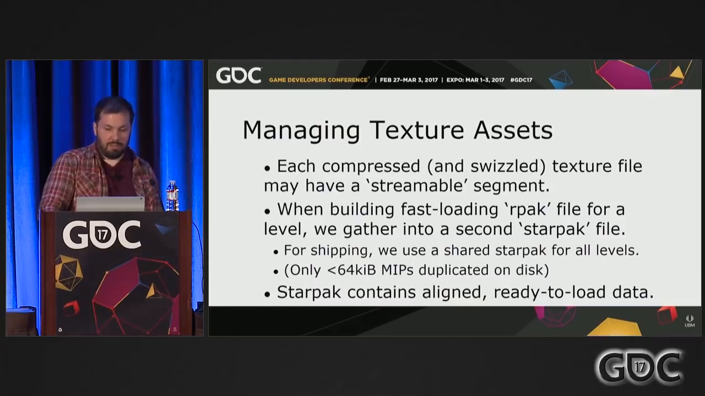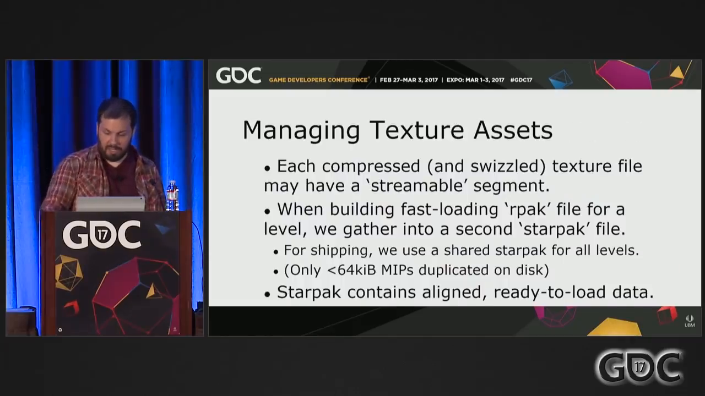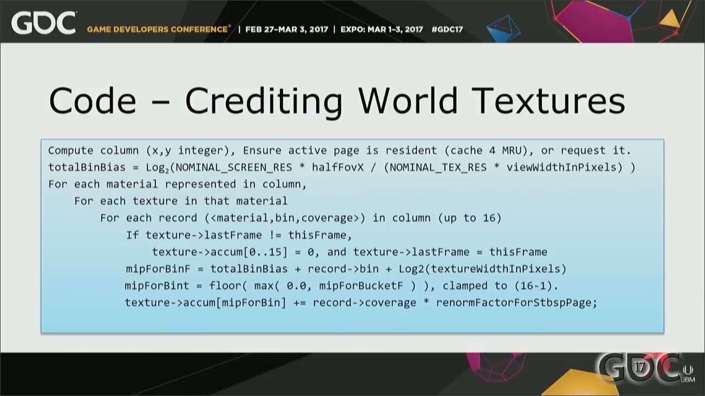One side benefit of this, as far as fitting on disk goes, is that you only have to duplicate the permanently resident MIP levels across your levels. So if a texture is used in 2 levels, only the MIPs below 64 kilobytes will be duplicated across those.